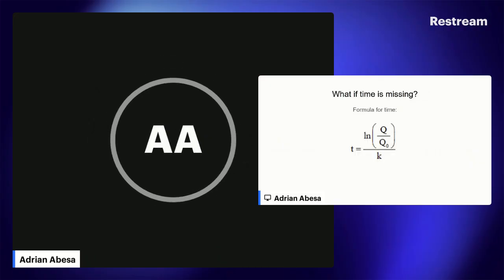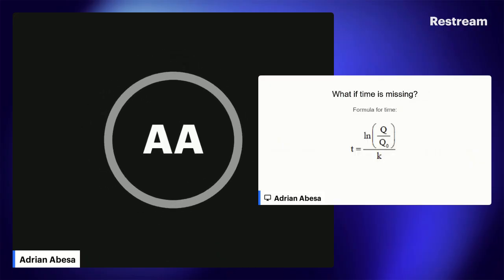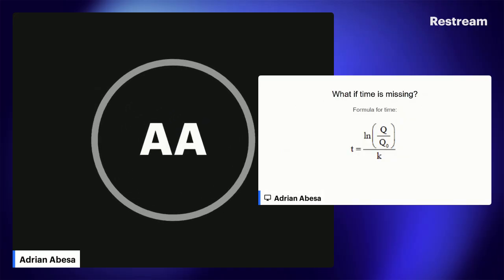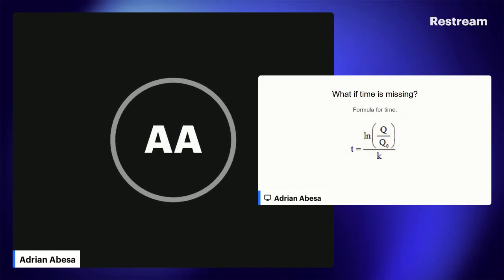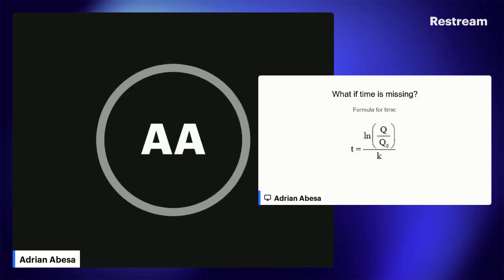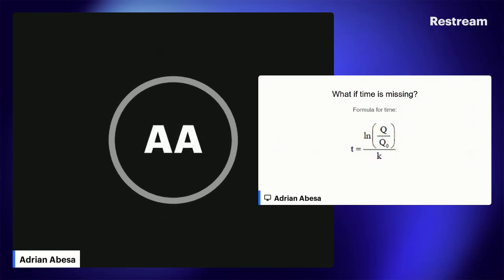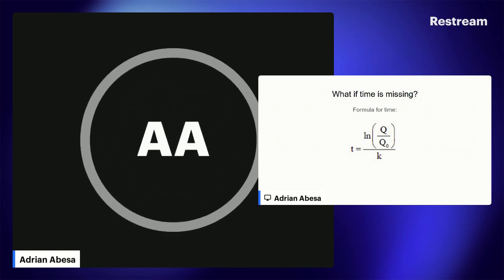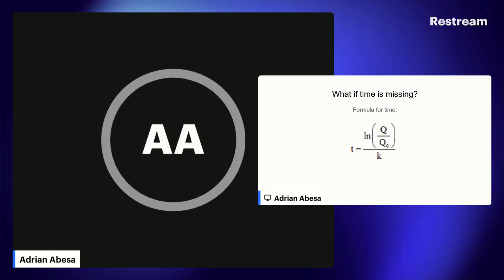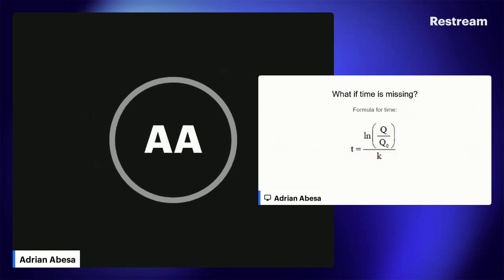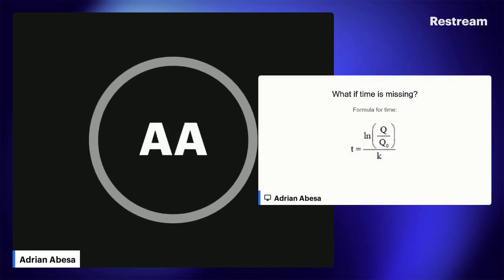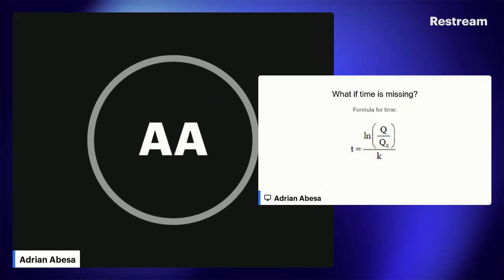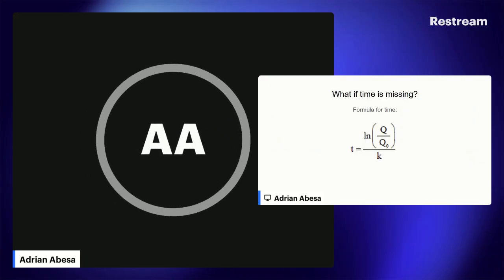Now, in all the other problems, we're trying to find the final quantity, and we've been given time. But sometimes you have the final quantity, but you're looking for the time that it takes to get to that final quantity. I tried my best to type it out on the slideshow. I could not figure out how to do it, so here's a screenshot of the formula. It's going to be T equals natural log of final quantity over initial quantity, which you divide all that by the K, which is the constant.